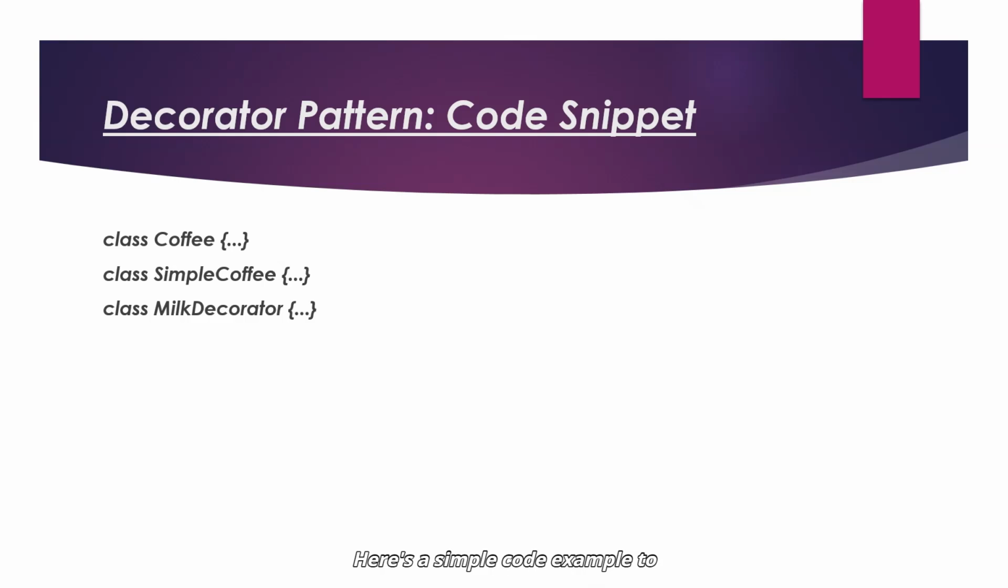Here's a simple code example to illustrate the decorator pattern. In this case, we have a basic coffee class and we are dynamically adding features like milk or sugar using decorators. Each decorator wraps the original coffee object and adds functionality like adjusting the price or adding a description. This demonstrates how we can extend the functionality of an object without modifying its original code.